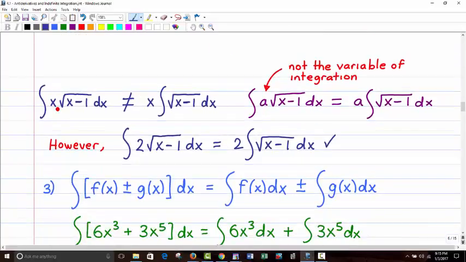Okay, so here's another one. Can't bring the x out here. But if it's a letter, see that your dx tells you your variable of integration. So any letter in this particular problem that's not x is considered a constant. So in this case, that a is representing a constant, so it is allowed, it can be moved outside the integral because it's not your variable in this problem.